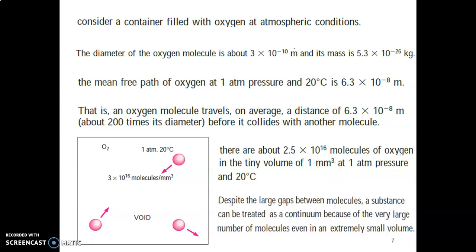This condition is called continuum concept. This approach is called continuum concept. So, despite large gaps between the molecules, a substance can be treated as a continuum because of the very large number of molecules, even in an extremely small volume. Okay, so this example well explains the concept behind the continuum approach.